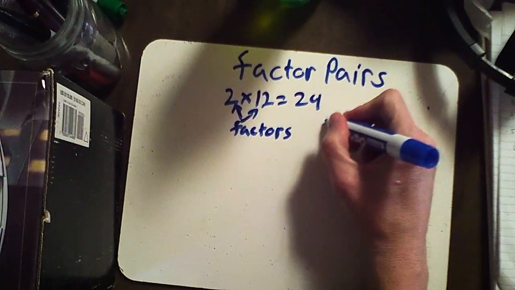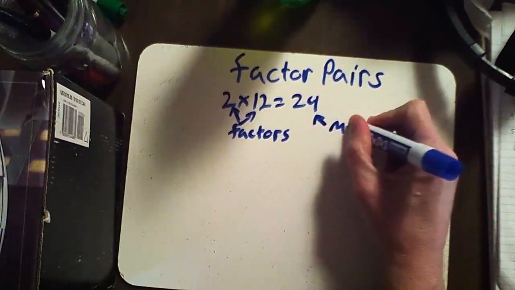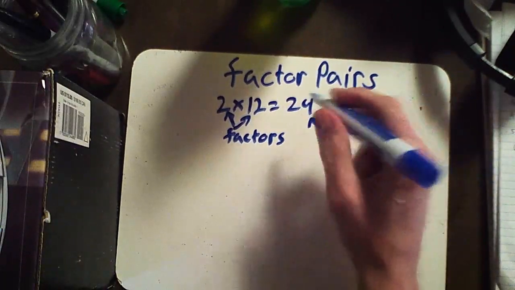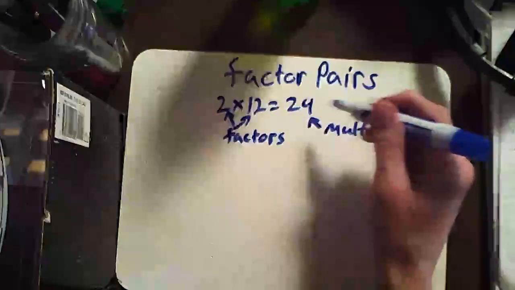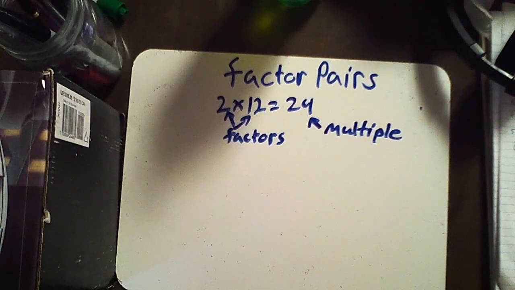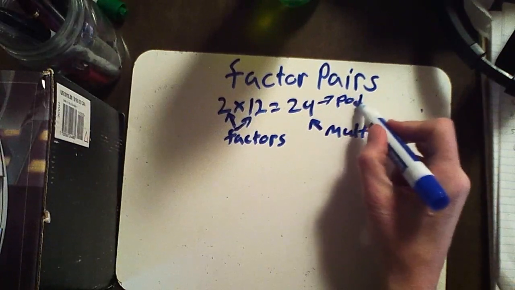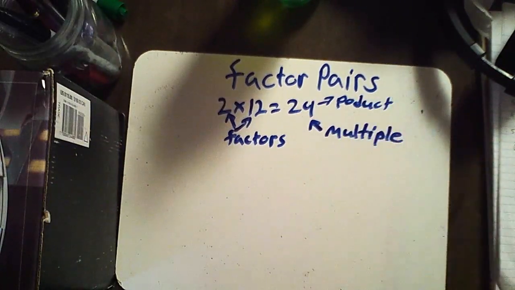And remember, we call this a multiple. 24 is a multiple of 2, and 24 is a multiple of 12, right? And we also call this a product. Anytime we multiply, the answer to that is called a product. So what we're working on today in math is finding factor pairs of a number.